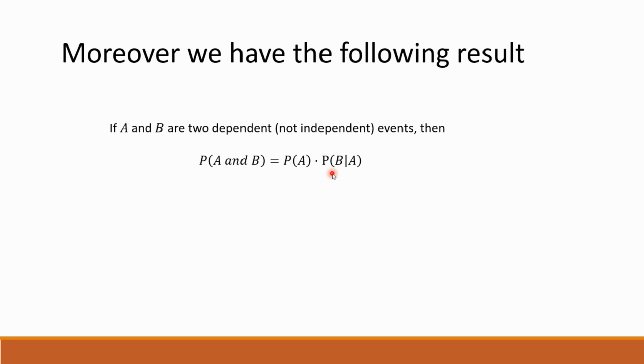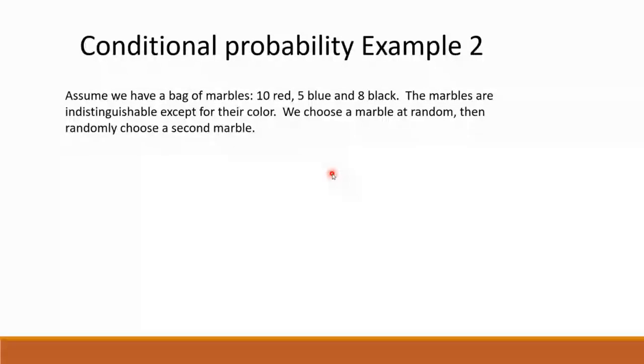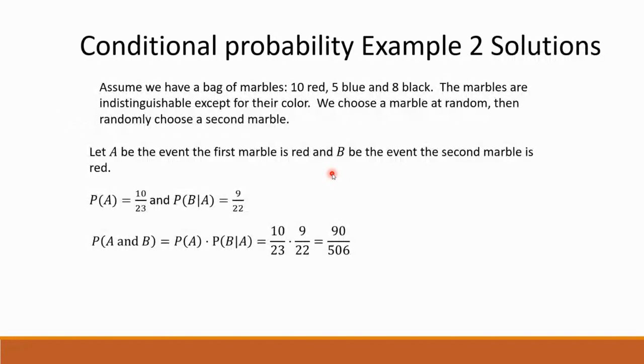Now let's go back to that bag of marbles. Again, we have that same example. Now we're going to find the probability that both A and B occur, that the first and second marble are red. So again, let A be the event the first marble is red. B is the event the second marble is red.